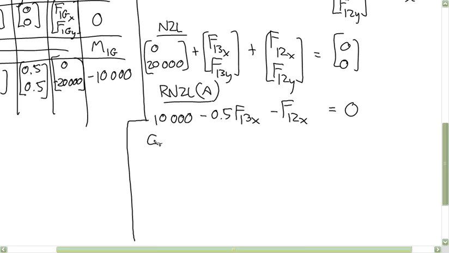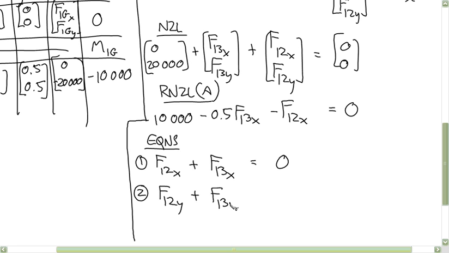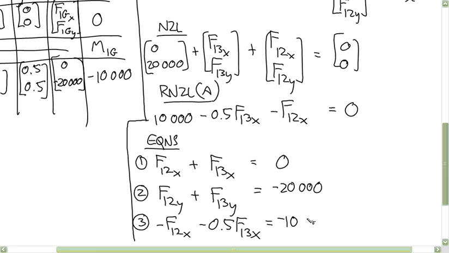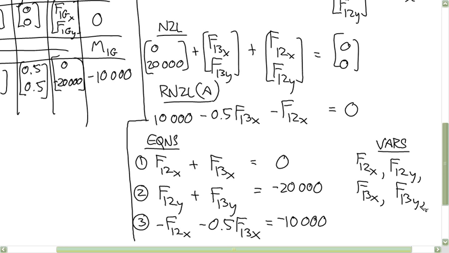Okay, so our first three equations are, I'll put them in an order that makes more sense with how I'm going to have my matrix at the end: F12x plus F13x is equal to 0. F12y plus F13y is equal to negative 20,000. And negative F12x minus 0.5 F13x is equal to negative 10,000. And so far we have, for variables, 12x, 12y, 13x, 13y, and that's it.